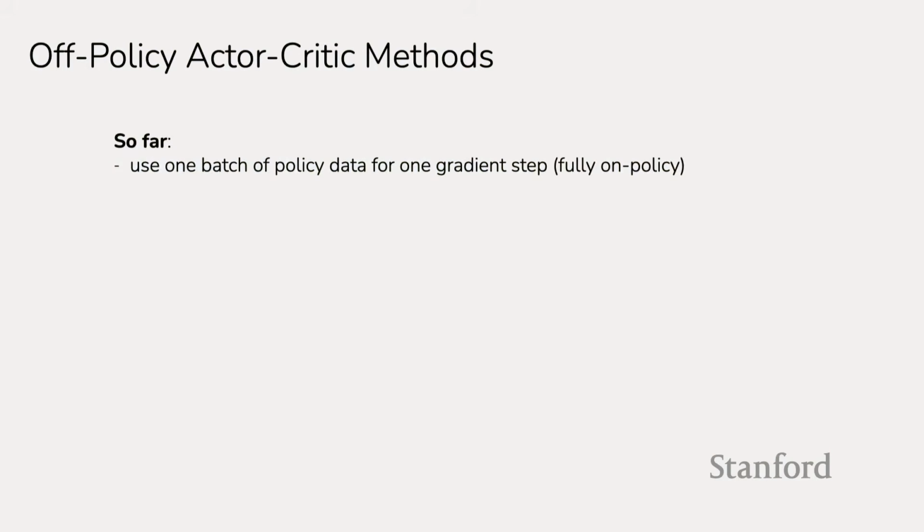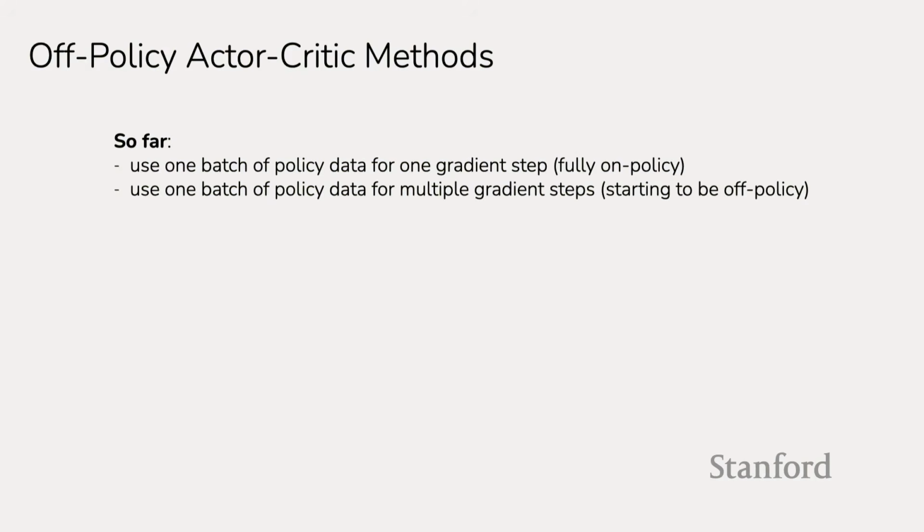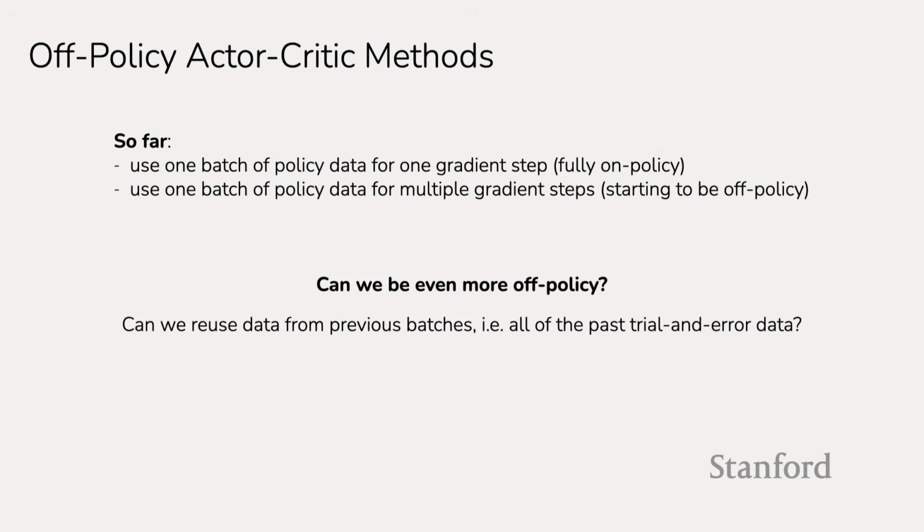So far we've talked about using one batch of data for one gradient step. That's the fully on policy version. And we've looked at using one batch of policy data for multiple gradient steps. And this is off policy. What I'd like to talk about for the rest of the lecture is, can we be even more off policy? Can we reuse previous batches of data rather than recollecting a new batch each time, like all of the past trial and error experience?